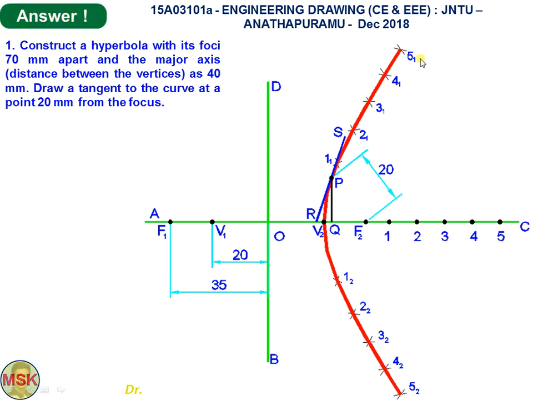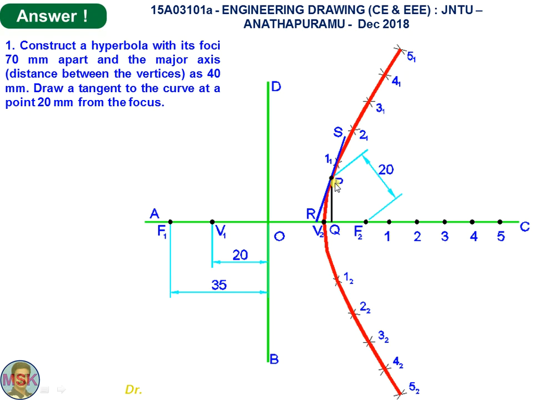After obtaining all the points, join all those points in proper sequence by freehand. That is the curve, the hyperbola, that you will be obtaining. The first part of the answer is now over. The next part of the question is to draw a tangent to the curve at a point 20 mm from the focus. Mark point P, which is 20 mm away from the focus F2.